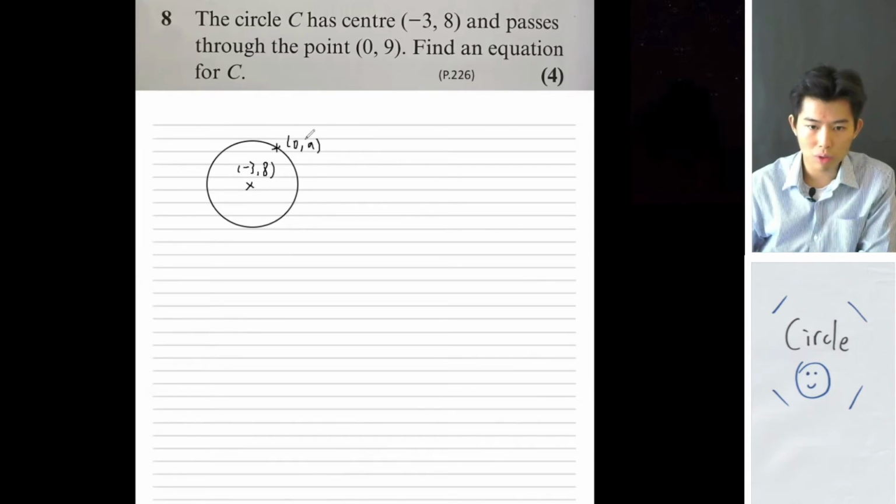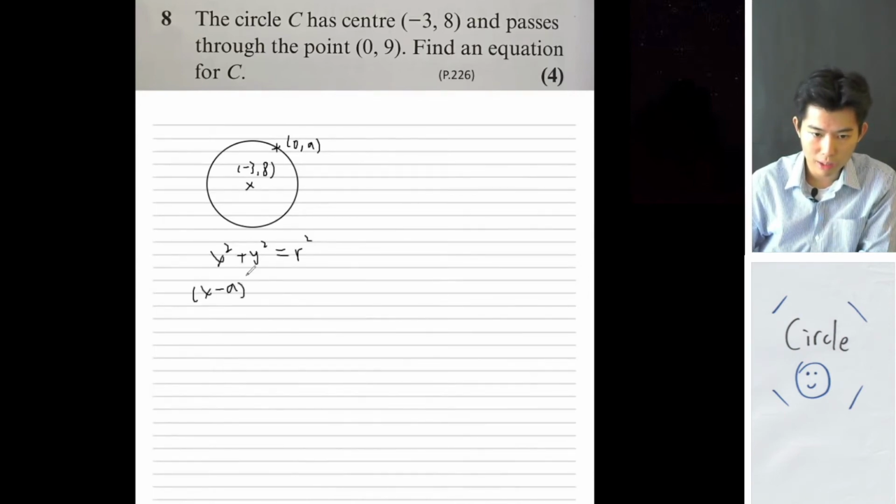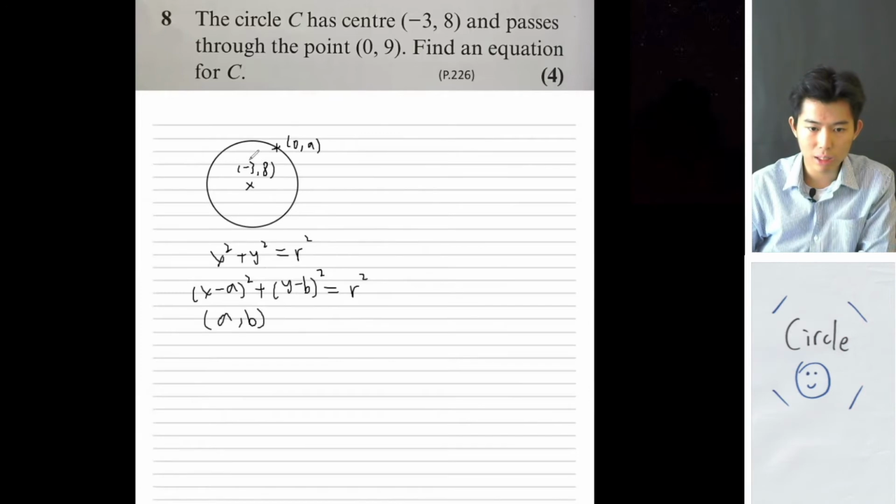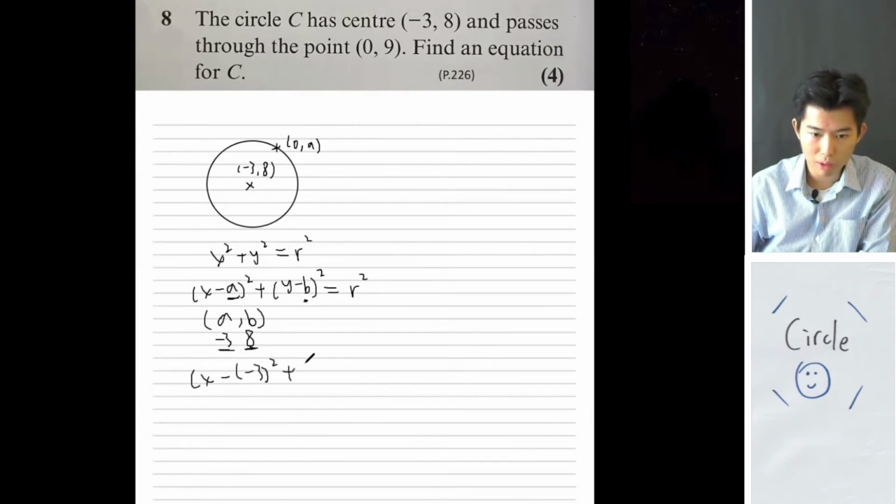So the equation of the circle would be x squared plus y squared equals r squared, or (x minus a) squared plus (y minus b) squared equals r squared, where the center would be (a, b). From there, the center would be (-3, 8), right? So if we substitute these two values back in, it would be (x plus 3) squared plus (y minus 8) squared equals r squared.